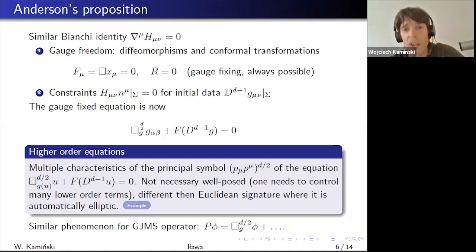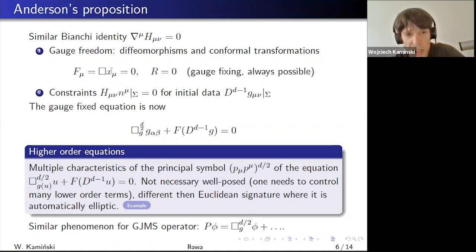Okay, we have constraints. These constraints are, of course, now for the initial data. The initial data is not only, like for Einstein equation, the metric and the first derivative. Of course, one can reduce it a bit more, but here there are many derivatives of the metric because this Fefferman-Graham tensor is of quite high order.